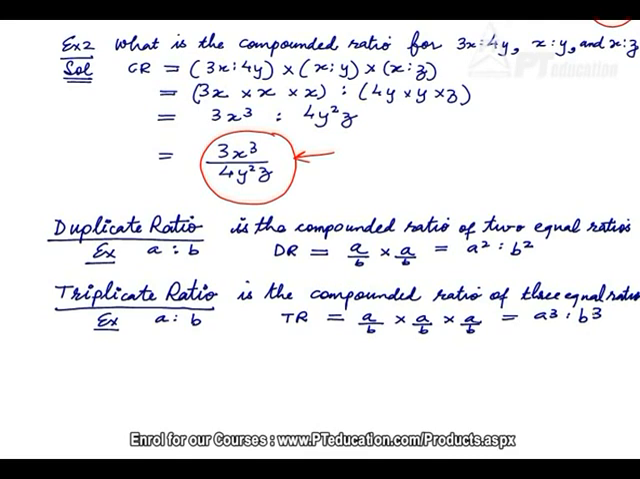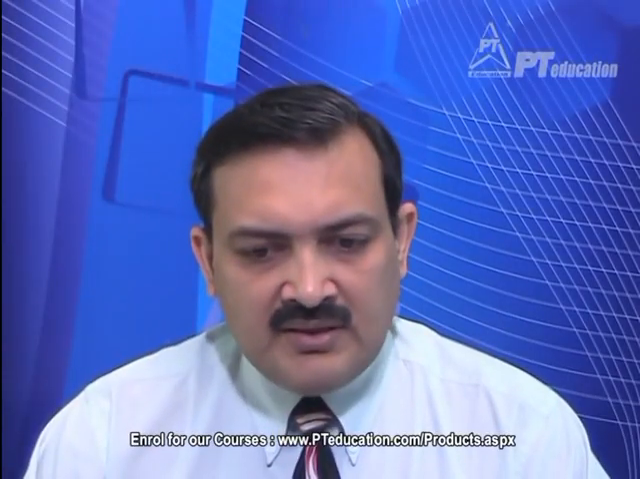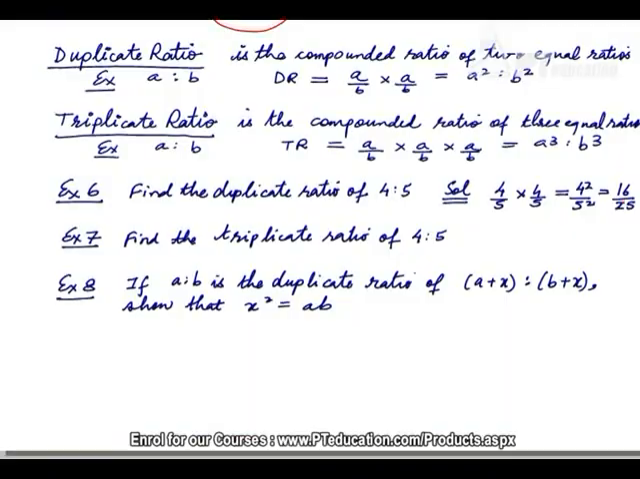So now we can take up 3 good examples to illustrate duplicate and triplicate ratios. Here are the examples. Example 6, 7 and 8. Example 6 reads, find the duplicate ratio of 4 is to 5. Example 7, find the triplicate ratio of 4 is to 5. And example 8, if a is to b is the duplicate ratio of a plus x is to b plus x, show that or prove that x square is equal to ab. Let us solve examples 6, 7 and 8 now.